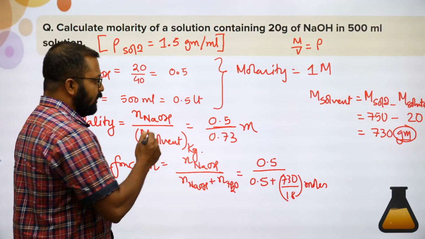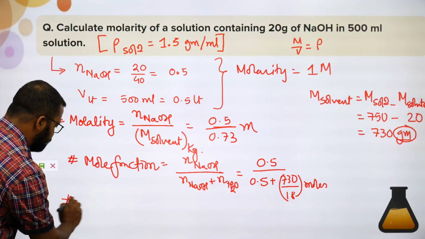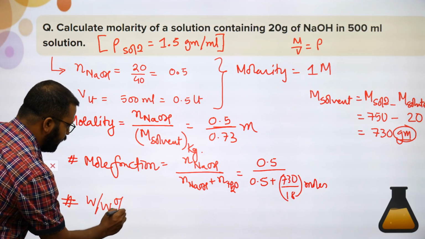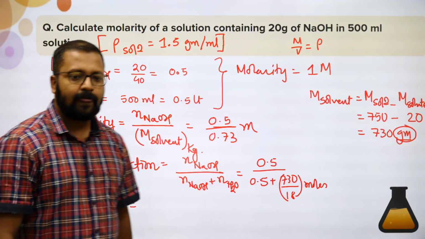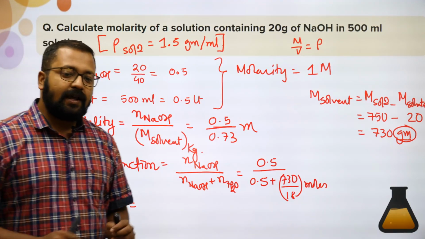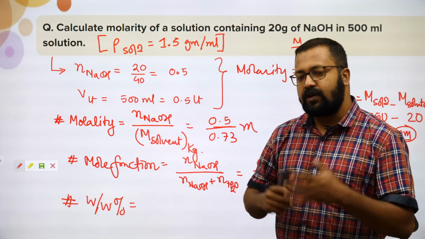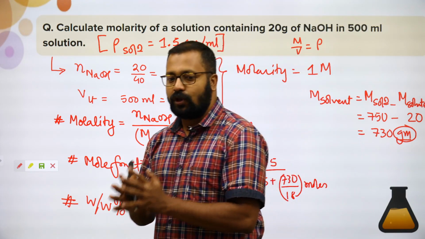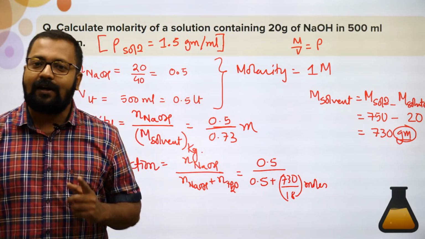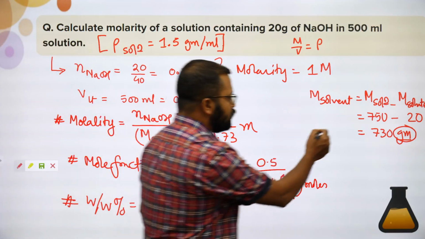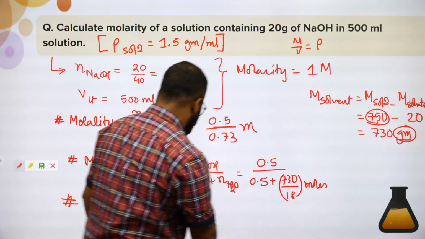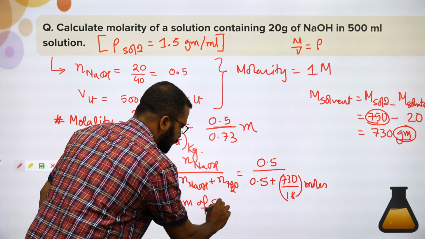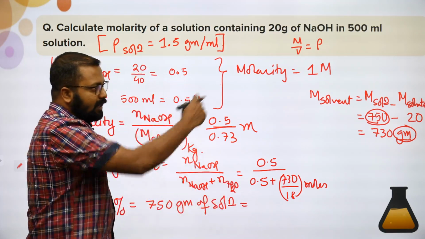Okay, very good. Now, if I want to calculate weight by weight percent, W by W percent, how would I calculate? What was the definition of W by W percent? It is the mass of solute in 100 grams of solution. What is the mass of solution taken over here? 750. So 750 grams of solution contains 20 gram of solute.